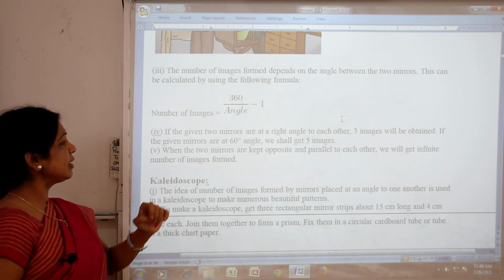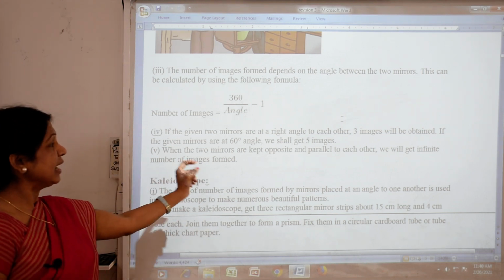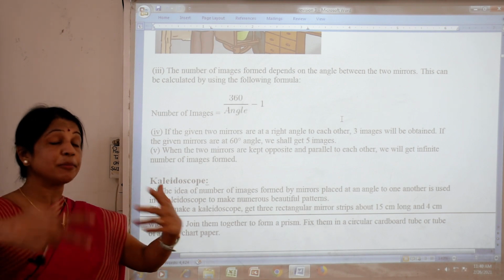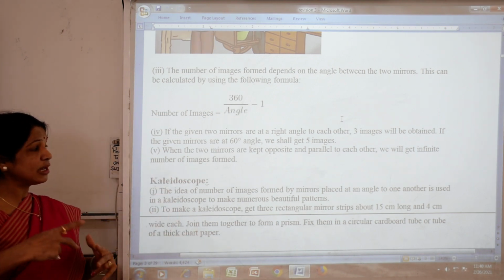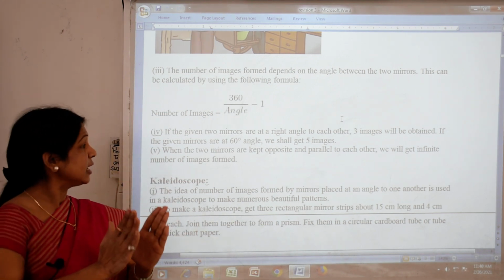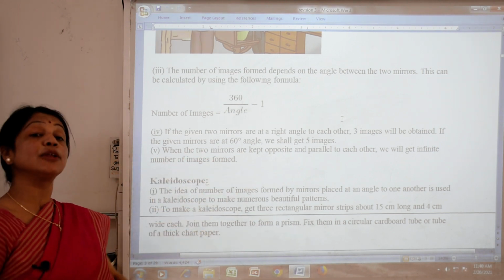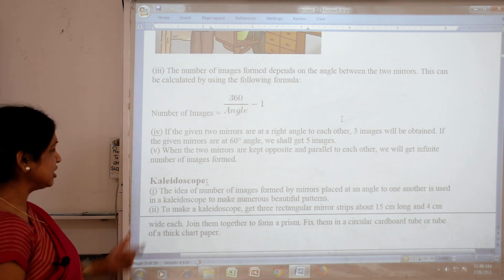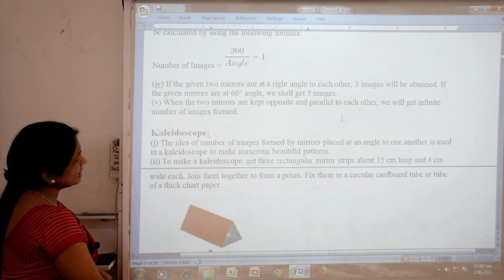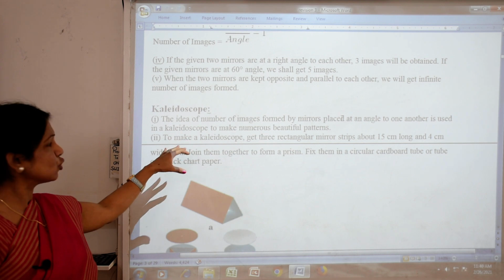If the given mirrors are at a 60 degree angle, we shall get five images. And when the two mirrors are kept opposite and parallel to each other, we will get an infinite number of images formed. An example of this is the kaleidoscope.